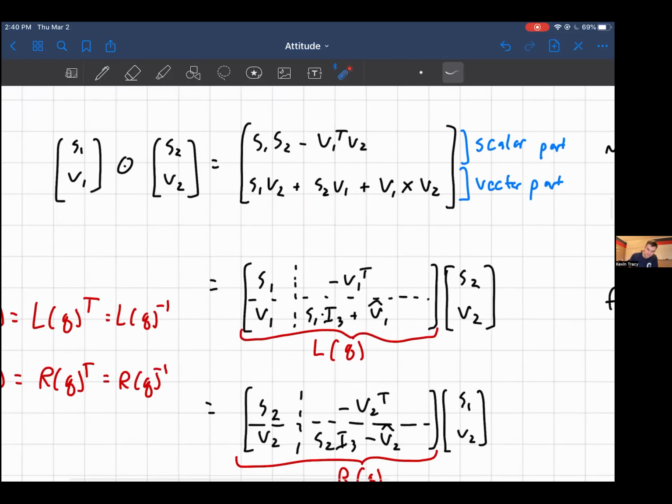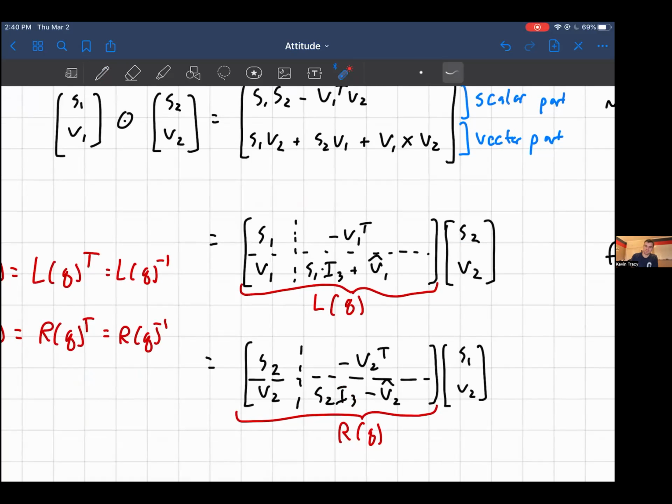I can do the same thing, but separate out the other quaternion. As opposed to having the second quaternion here, I can have the first quaternion here. And this gives you my R matrix. The only difference you'll see is that as opposed to a plus here, you have a minus. This comes from the cross product, because remember, if I flip the cross product, it's the same as negating it. So A cross B equals negative B cross A. Otherwise, these matrices are the same.